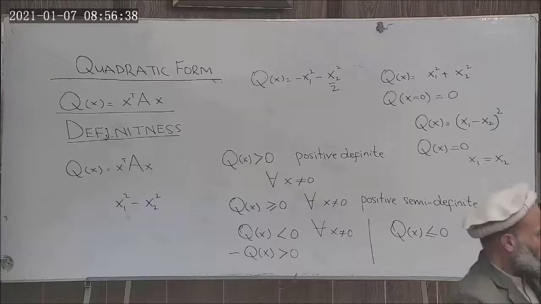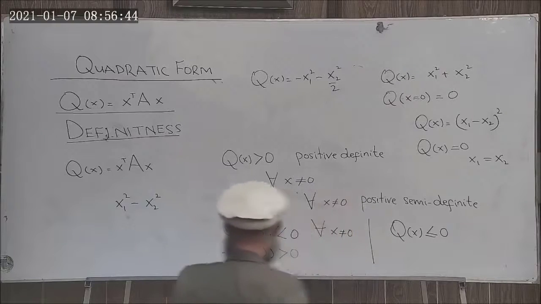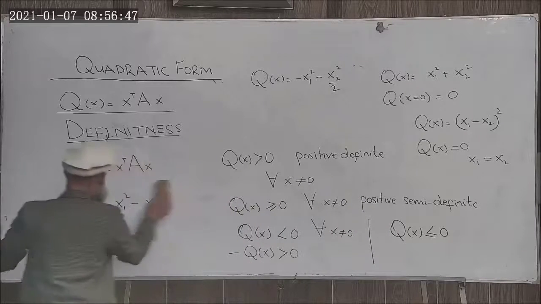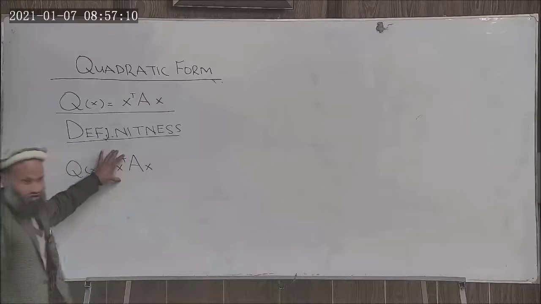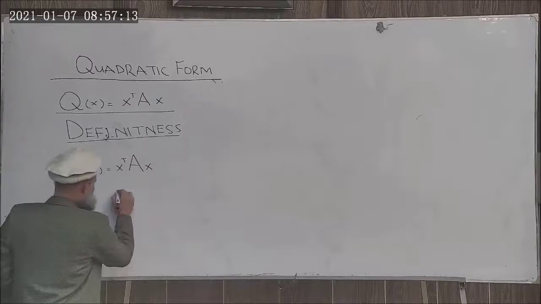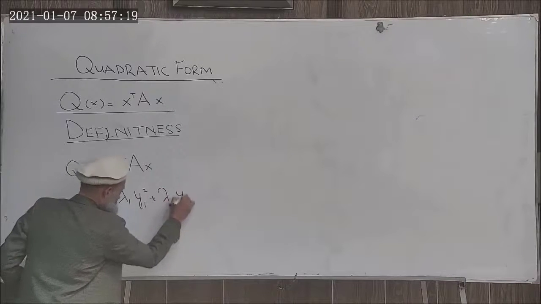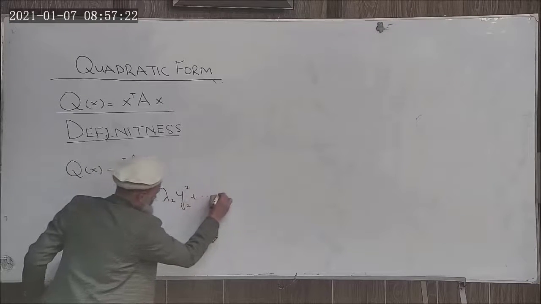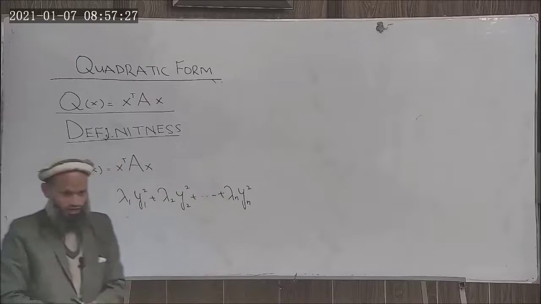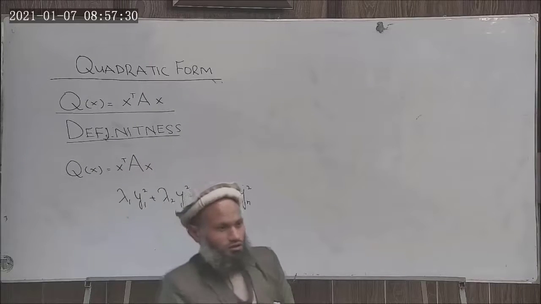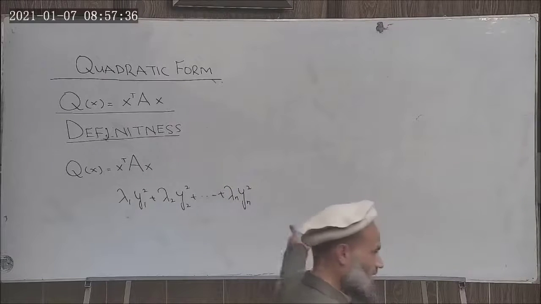Clear? So, to determine the definiteness of this quadratic function, an easier approach is to determine the eigenvalues of this matrix A. You remember that this quadratic form can be written as lambda 1 y1 square plus lambda 2 y2 square up to lambda n yn square. These two are equivalent by the transformation to principal axis, where the lambda i's are the eigenvalues of matrix A.